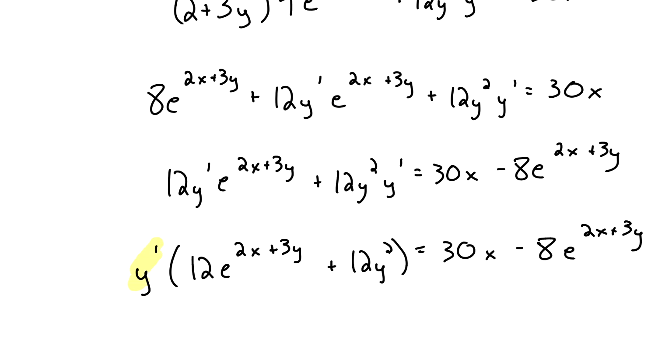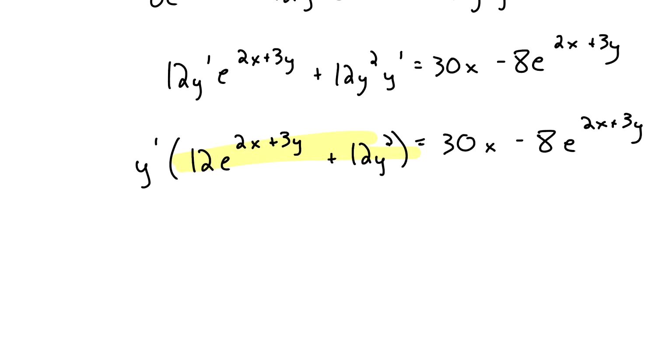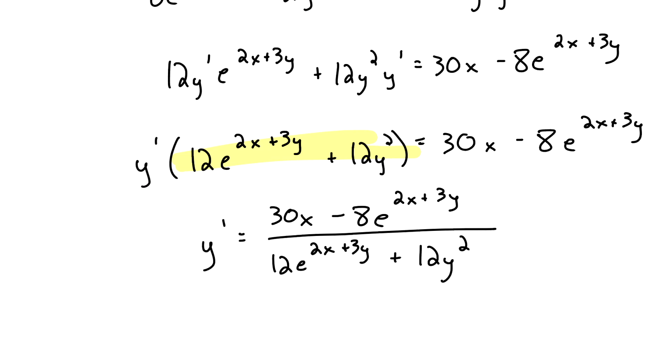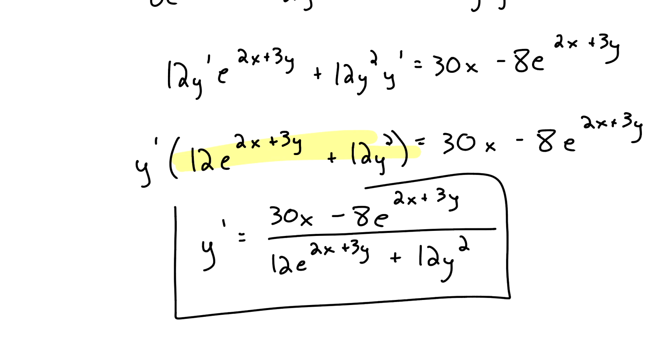Now, okay, what are we trying to do again? We're trying to solve for y prime, which means we just need to divide by whatever we're multiplying y prime by, which in this case is that stuff inside the parentheses. So we're just going to divide by that. And our solution, our derivative, will look like y prime equals 30x minus 8e to the 2x plus 3y power divided by 12e to the 2x plus 3y power plus 12y squared. And there is our derivative.